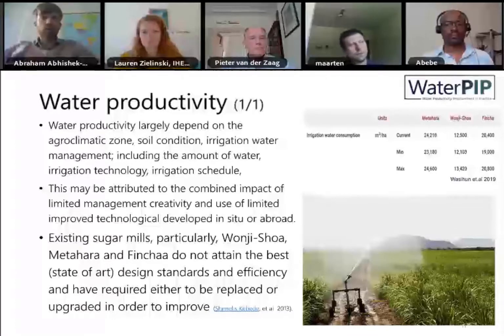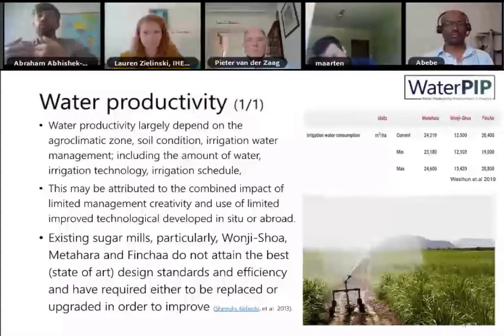So going back to the third point, the existing sugar mills, particularly in Wonji Shoa, the sugar mill that Abera was actually presenting, and another one which we are looking into as well, Fincha, do not attain the best, or let's say state-of-the-art design standards and efficiency. They are required to be replaced or upgraded in order to improve, as also highlighted by the research that has been conducted, as also highlighted by what Abera was mentioning.